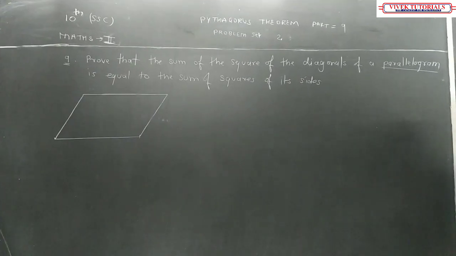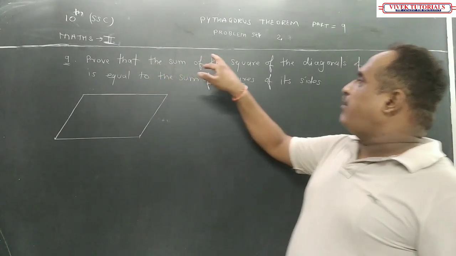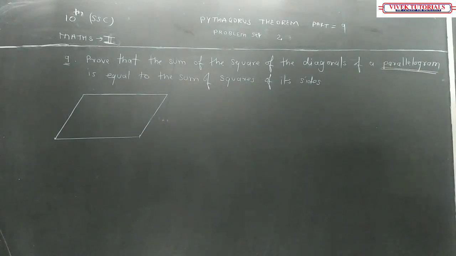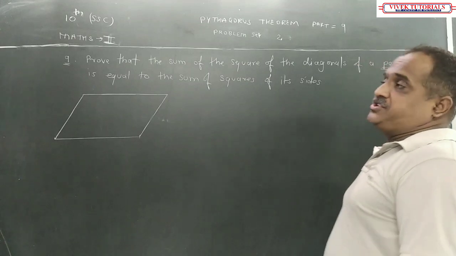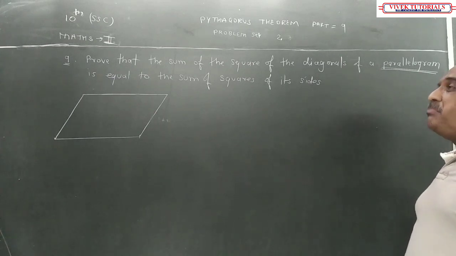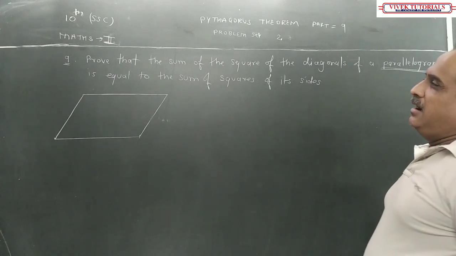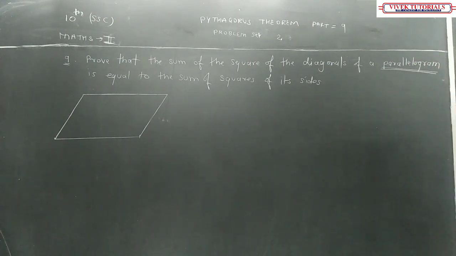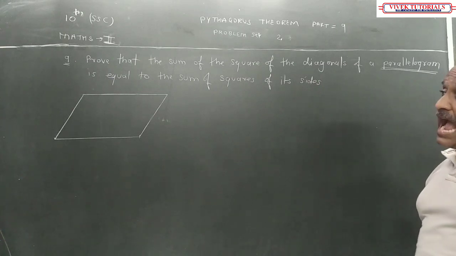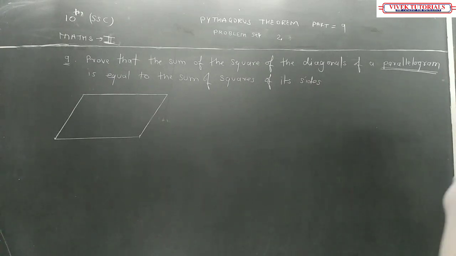See, we are on the 9th question. Prove that the sum of the square of the diagonals of parallelogram. अब ये parallelogram बोलते हैं तुम्हें सब properties याद होनी चाहिए, which we have studied in 9th standard. A parallelogram is a quadrilateral in which opposite sides are parallel. That is the definition. Then, what are the properties? The opposite sides are parallel, opposite sides are congruent. Then opposite angles are congruent, adjacent angles are supplementary. Diagonals bisect each other. They were the properties.